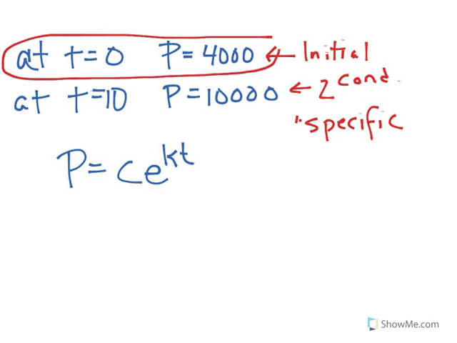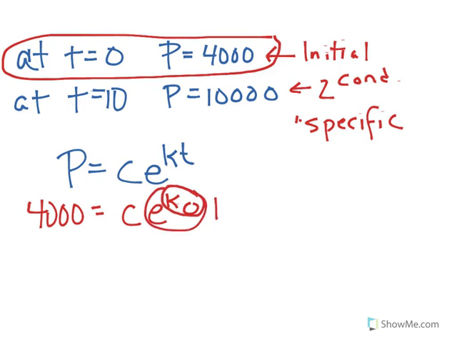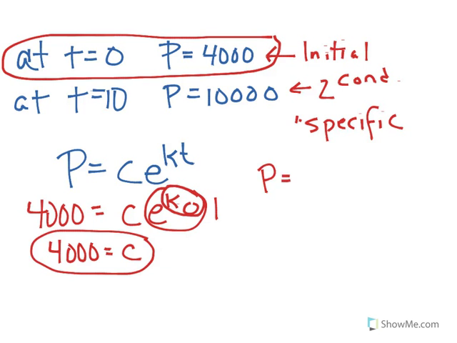If we have an initial condition at time equals 0, we sub that in first and watch what happens to the problem. So I know when t is 0, population is 4,000. Watch what will happen here. 4,000 equals C e to the K times 0. Well, what's K times 0? K times 0 is 0. What's e to the 0? Well, e to the 0 is 1. So 4,000 equals C. Hey, that was easy. I now have the first part of my problem. P equals 4,000 e to the KT.